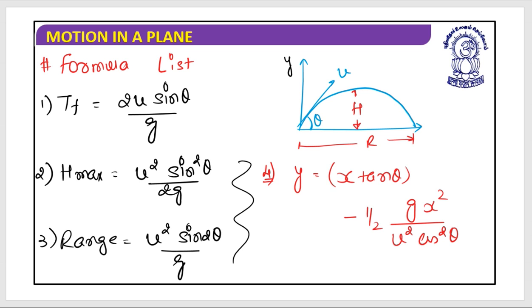This is the y-axis and this is the x-axis. I have thrown my projectile at an angle theta with the horizontal, moving with velocity u. The time of flight is 2u sine theta by g. H max is u square sine square theta by 2g. Range is u square sine 2 theta by g. Last, the equation of trajectory: y equals x tan theta minus half into g x square by u square cos square theta. These are the common terms we use very often while calculating.